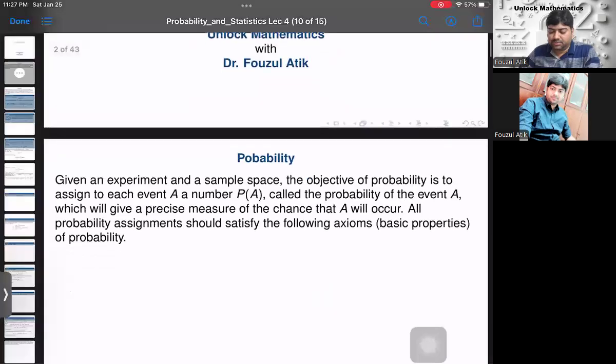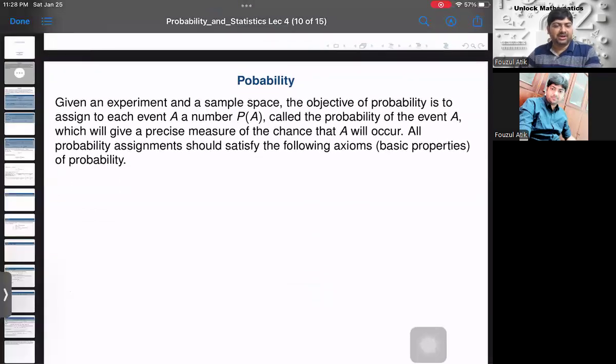So, what is the probability? Given an experiment and a sample space, we already discussed this. What do you mean by sample space? What kind of experiment we are considering in the previous lectures. The objective of probability is to assign to each event A a number P(A), called the probability of the event A, which will give a precise measure of the chance that A will occur. So this quantity given to the event A will measure the chance that A will occur.